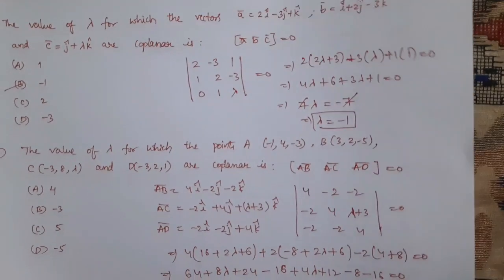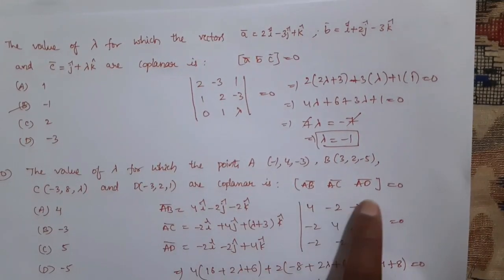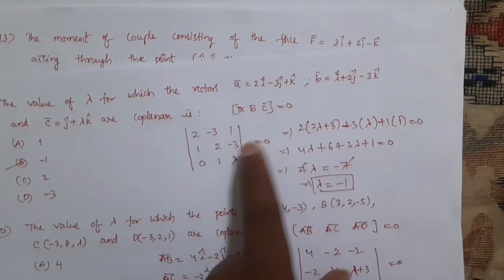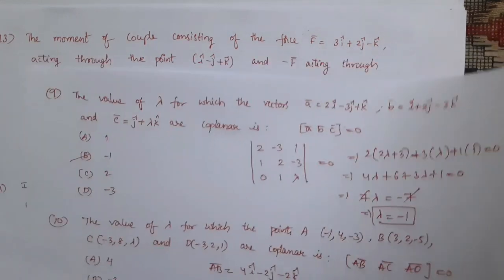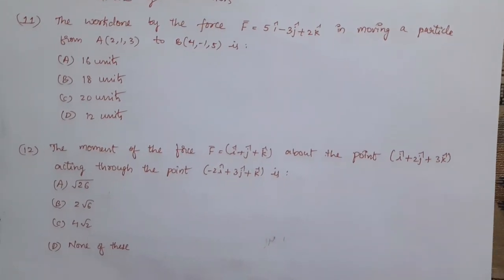Next, hope you understood. If 4 points A, B, C, D are given, you have to make box AB bar, AC bar, AD bar determinant equal to 0. If 3 vectors are given, you have to make box A bar, B bar, C bar equal to 0. Next, question number 11. See, these two are different problems. So these two types of problems we did not do in NCERT. So look at this carefully.